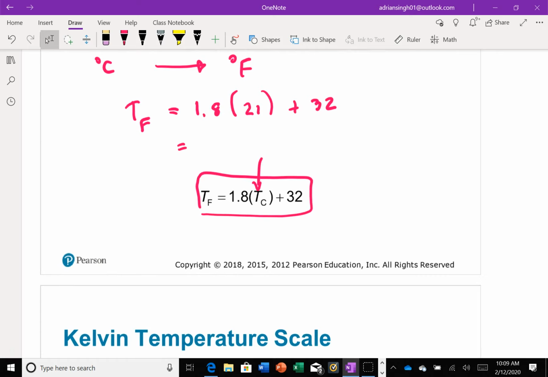You might have to use your calculator, most likely. 69.8? Does that temperature make sense in terms of what you know about Fahrenheit temperature and what you're experiencing right now, right?